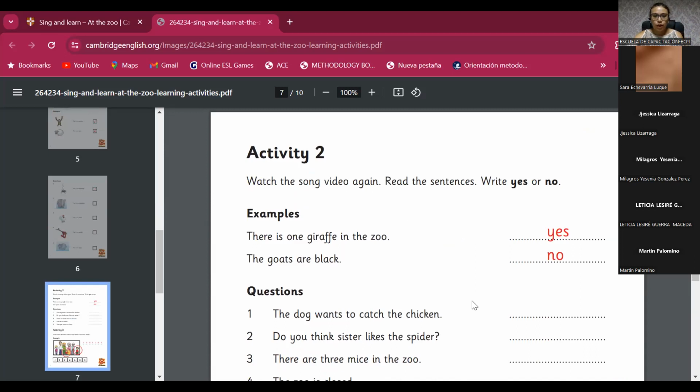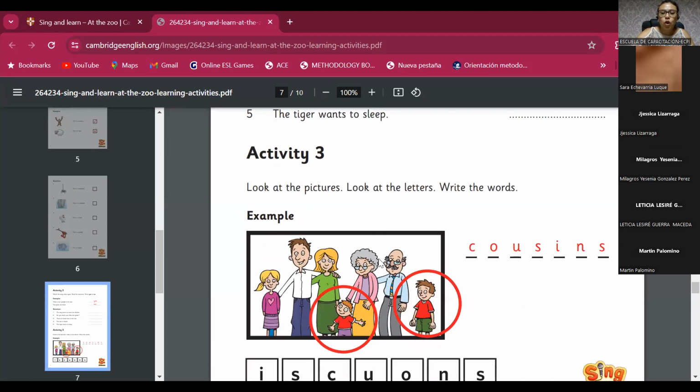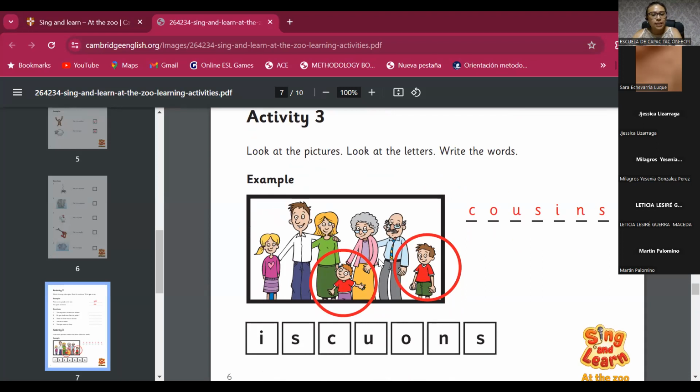Activity number 2. Watch the song video again and read the sentences, writing yes or no. For example, there is one giraffe in the zoo. One giraffe, yes. The goats are black. And you can make your students watch the video again, or maybe you just can have pictures about these animals to reinforce the vocabulary, etc. And here you have some questions. What else? For those students who are just learning how to write, you can have this.